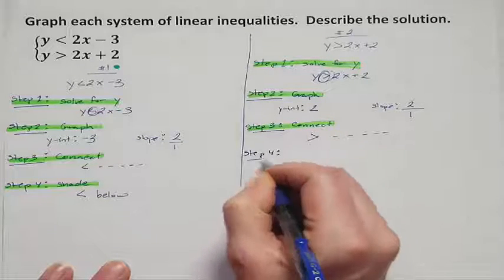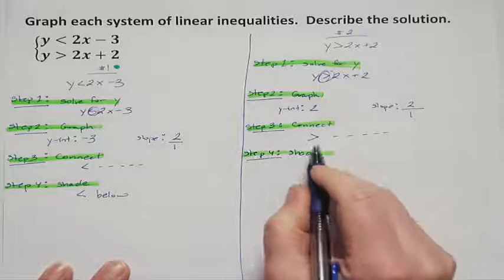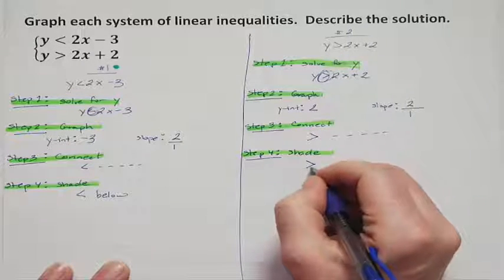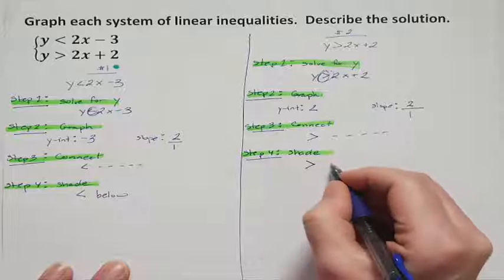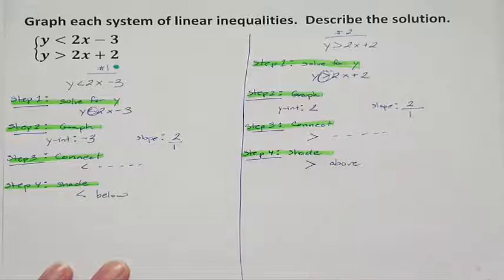And step 4, how do we actually shade this? To figure out how to shade, you look at the symbol from step 1. This was the symbol from step 1. It's above. It's greater than. So anytime you shade greater than, you're going to be shading above. So let's go ahead and get out that graph paper.